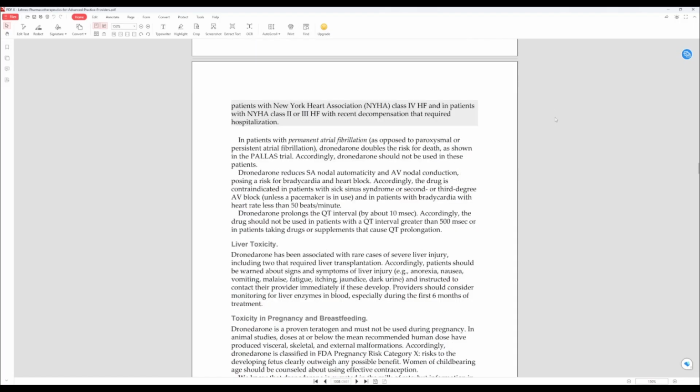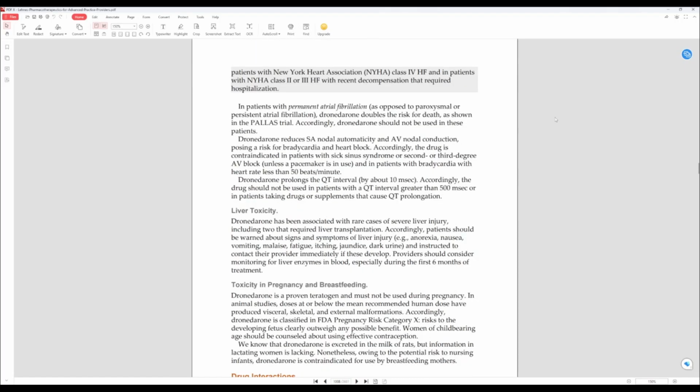Again, dronedarone reduces SA nodal automaticity and AV nodal conduction, posing a risk for bradycardia and heart block. Accordingly, the drug is contraindicated in patients who also have sick sinus syndrome or have second or third degree AV block, unless there is already a pacemaker present, and in patients with bradycardia with a heart rate that is less than 50 beats per minute.